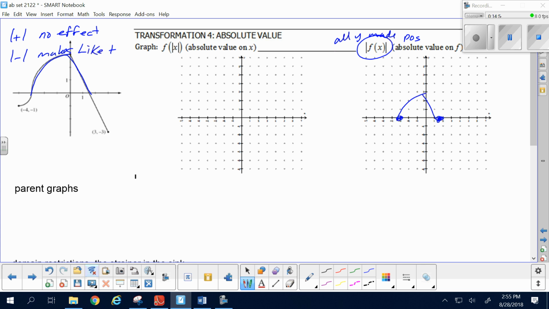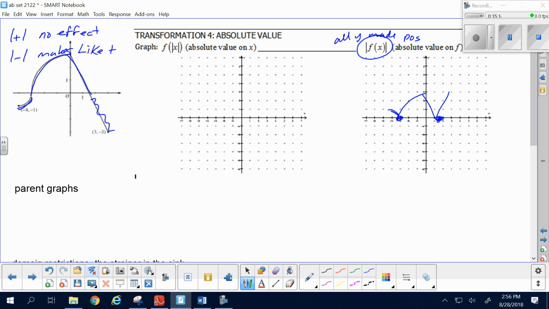Well, this little circle that was negative-wise is now going to be flipped up and positive-wise. This little part of the line that was negative-wise is going to be flipped up and made positive-wise. So you look something like this crazy W-ish thing.